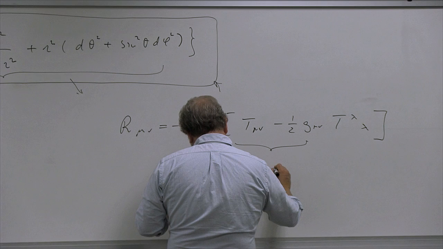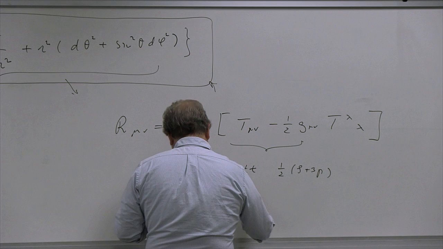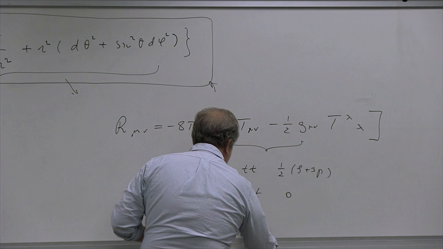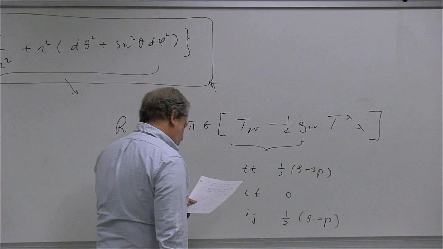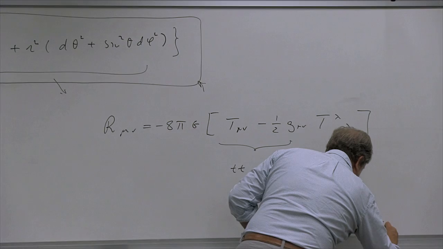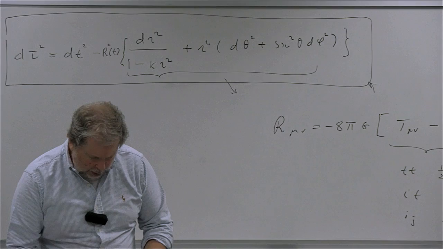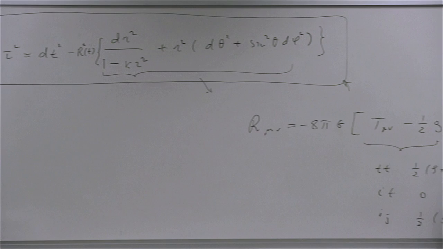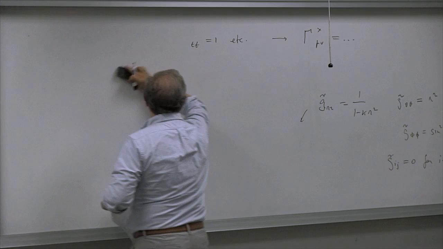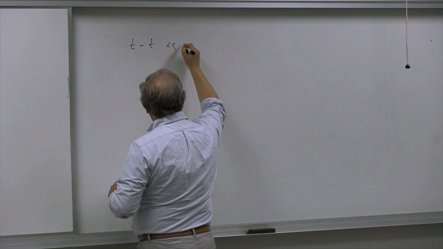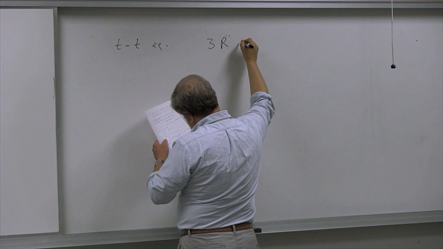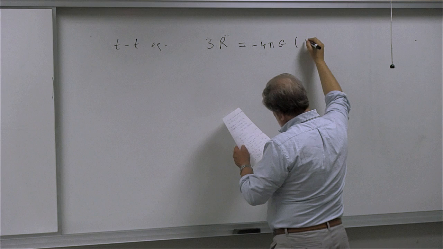This part here, the tt part, is 1/2 (rho plus 3p). The it part is 0, and the ij part is 1/2 (rho minus p) times R squared of t times G tilde ij. And so that leads us to the field equations, which I'm going to write down, and then we'll stop. The tt equation is that 3R double dot is equal to minus 4 pi G times (rho plus 3p) times R.